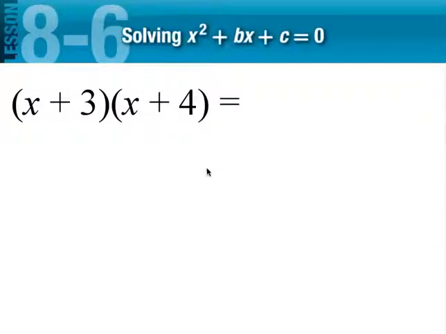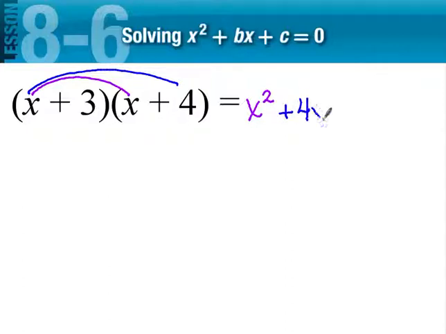Board, and I need you to tell me how would I multiply those together? FOIL. So basically I would take x times x and get x squared. I would then take x times 4 and get 4x. And then I would take 3 times x and get 3x. And then I would take 3 times 4 and get 12. Okay? And then my final answer would be x squared plus 7x plus 12.